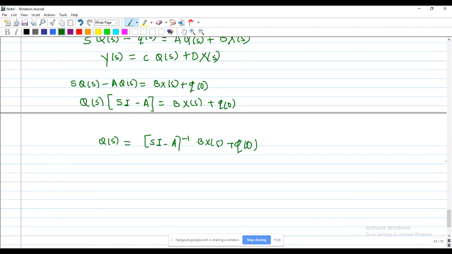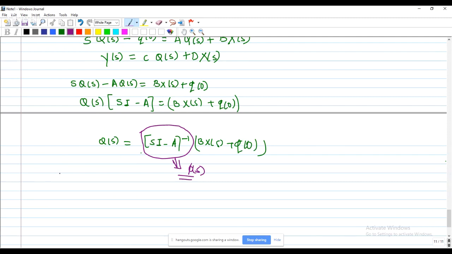Oh, sorry, this will be in the brackets because it will be whole. This will be bracket. Now this quantity, this term, this (sI minus A) the whole inverse is called phi of s. That's called phi of s, which has a name, which we call the transition matrix.